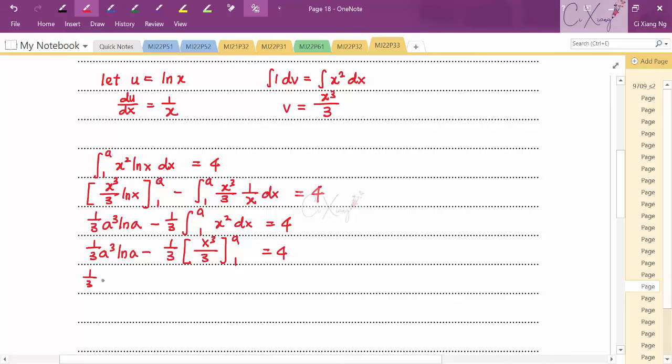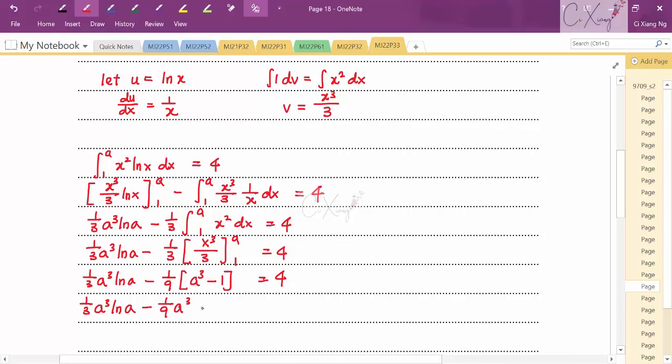Alright, then continue further. What I have here is 1 over 9, and then a power 3. Substitute the a into the equation, substitute the 1 into the equation also. I'm having a 1 and equals to 4. Okay, so now I need to slowly rephrase my answer into the equation that they want us to show.